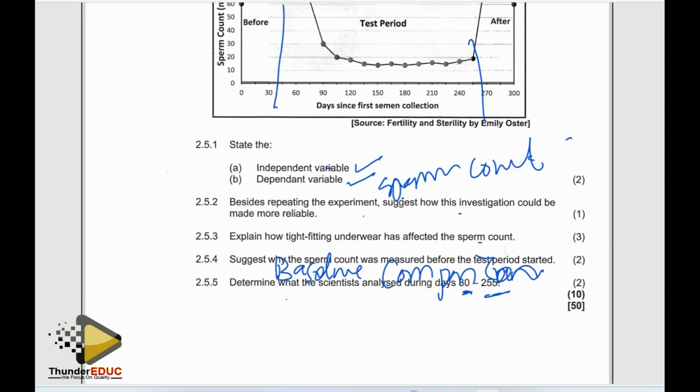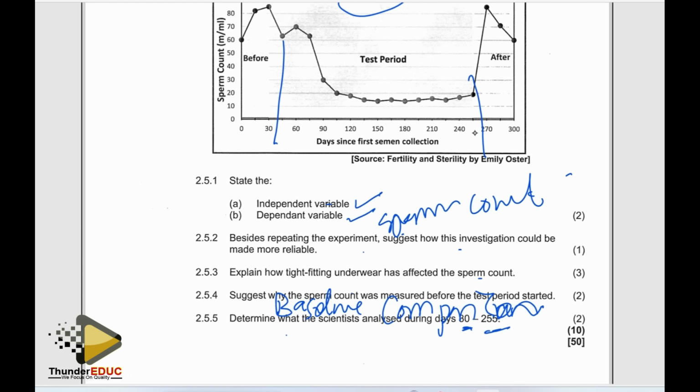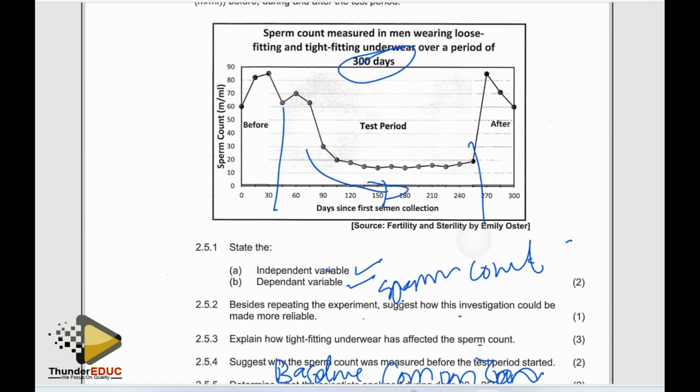How many marks are here? You see that there is a decrease in the days since the first semen collection. There is a decrease in the number of sperms as the days increase from 30 to 90. You understand? And then now it becomes constant onwards, until 255.